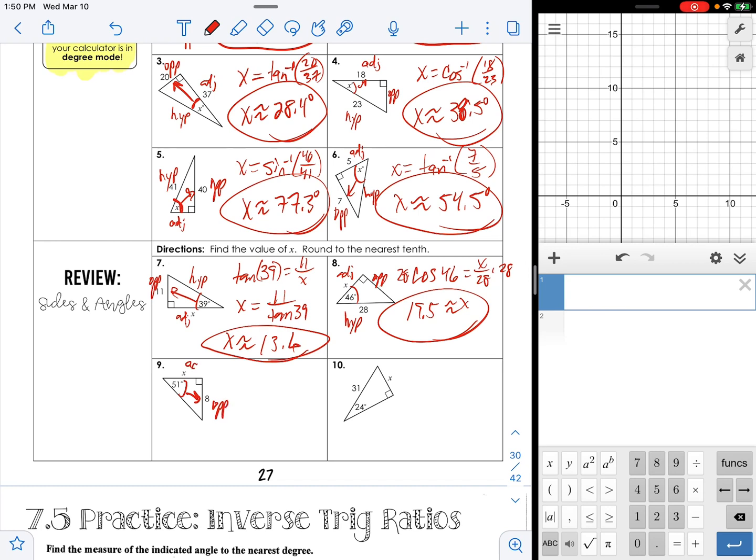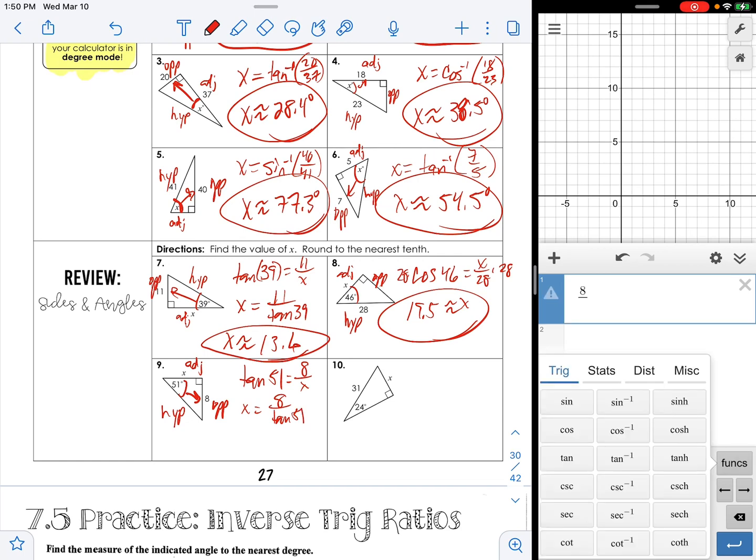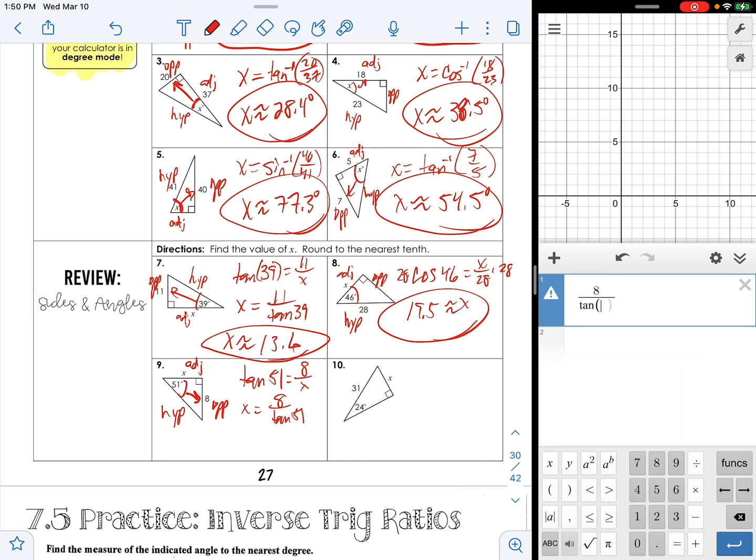We've got opposite. We've got adjacent. This one's the height. We got TOA. So the tangent of 51 is equal to opposite, which is 8 over x. Give it the old swap. And let's see, 8 divided by the tangent of 51 is 6.5 approximately. Let's hit that last one.